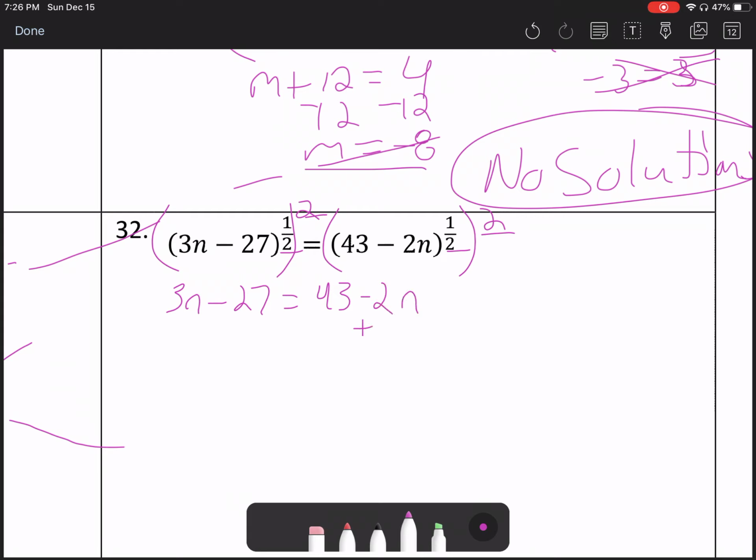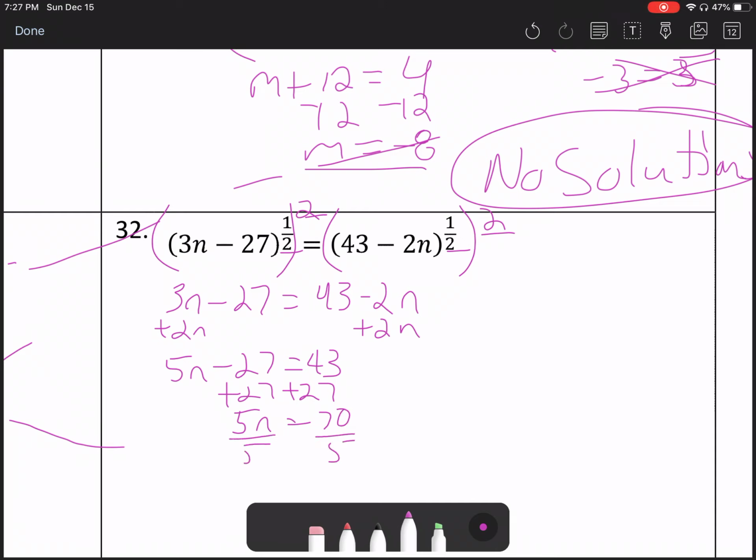I always like to get my variables on the same side first, so I add 2n to each side. So this is 5n minus 27 is equal to 43. I add 27 to each side. 5n is equal to 43 plus 27 is 70. Divide by 5, divide by 5, n is equal to 14.